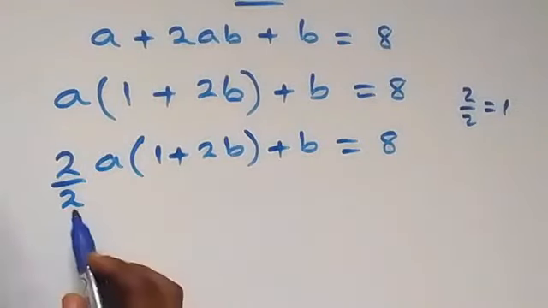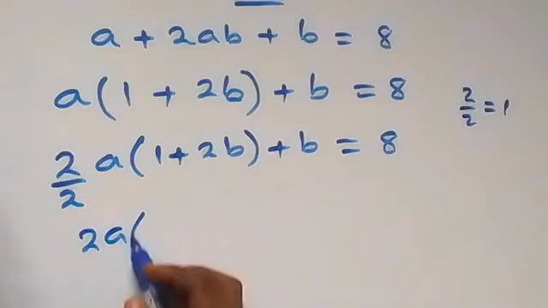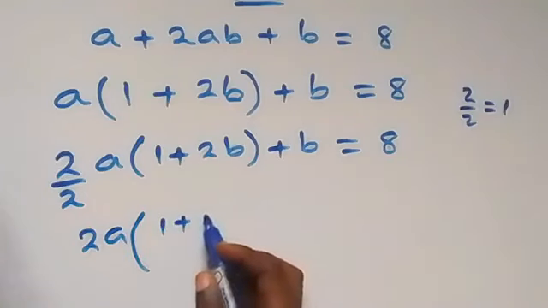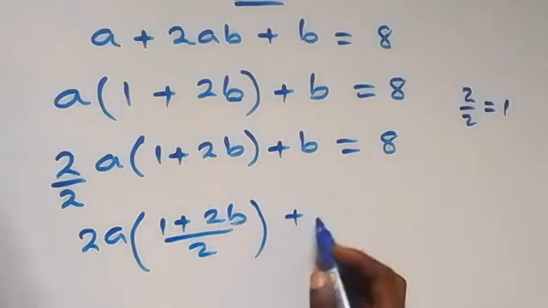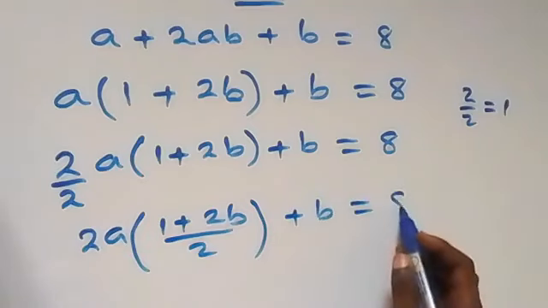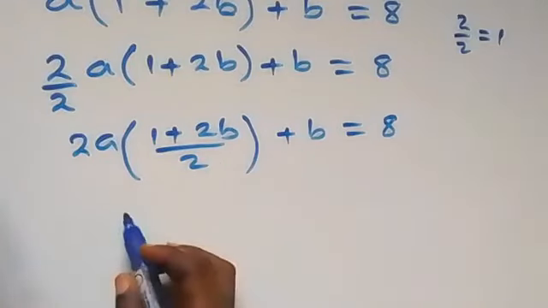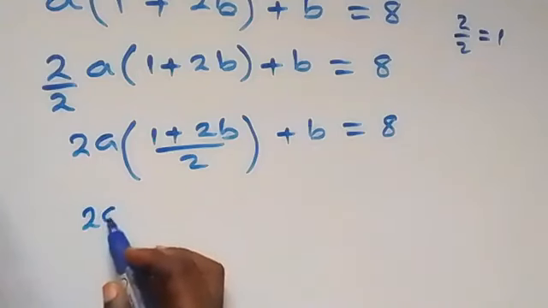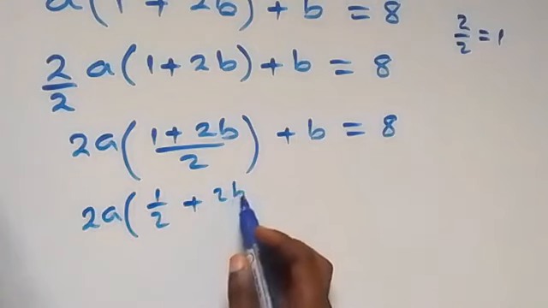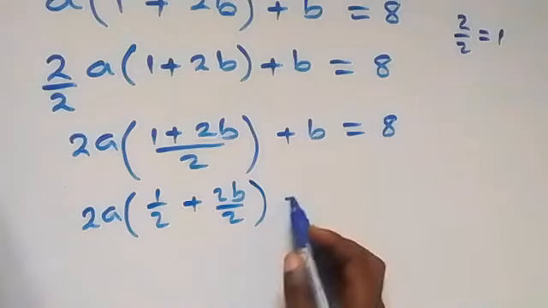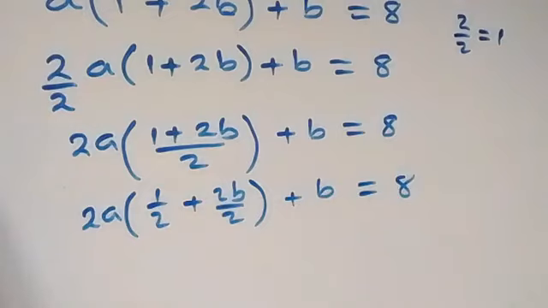And from here, these two can come under here, and this becomes 2a into bracket 1 plus 2b over 2 close bracket, then plus b now equals 8 on this side. And from here, we can separate this fraction, and this gives us 2a into bracket 1 over 2 plus 2b over 2, then plus b here, now equals 8 on this side.